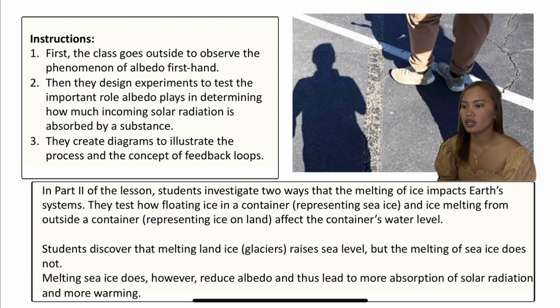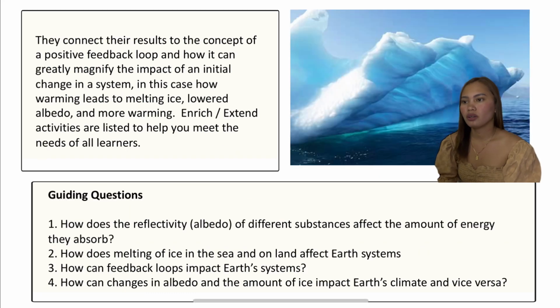Melting sea ice does, however, reduce albedo and thus lead to more absorption of solar radiation and more warming. They will also connect the results to the concept of positive feedback loop and how it can greatly magnify the impact of an initial change in a system, and in this case, how warming leads to melting ice, lowered albedo, and more warming. Enrich or extend activities are listed to help you meet the needs of all the learners.